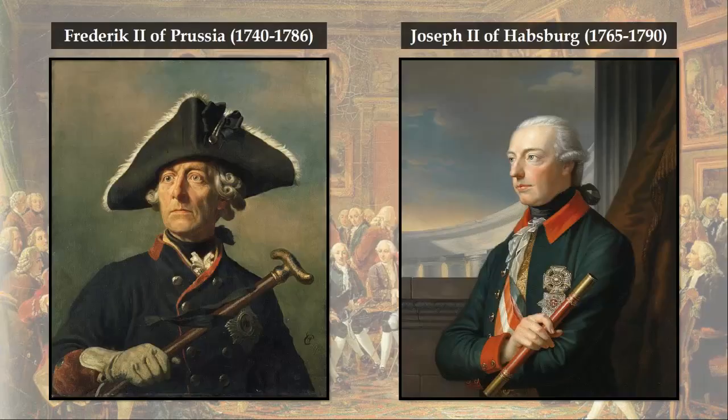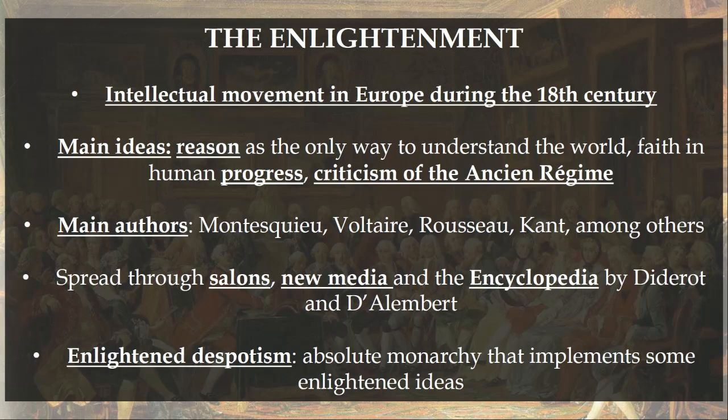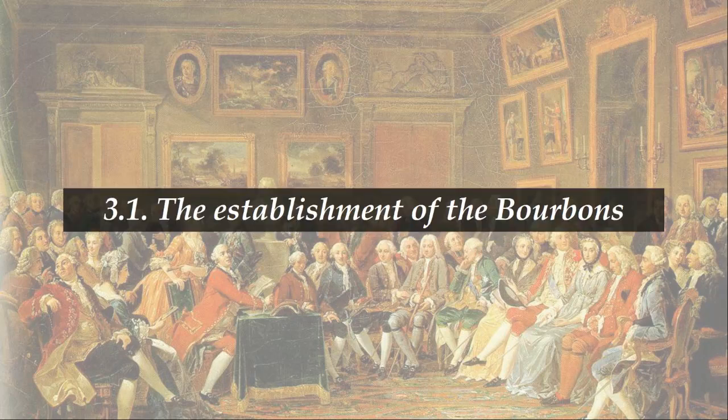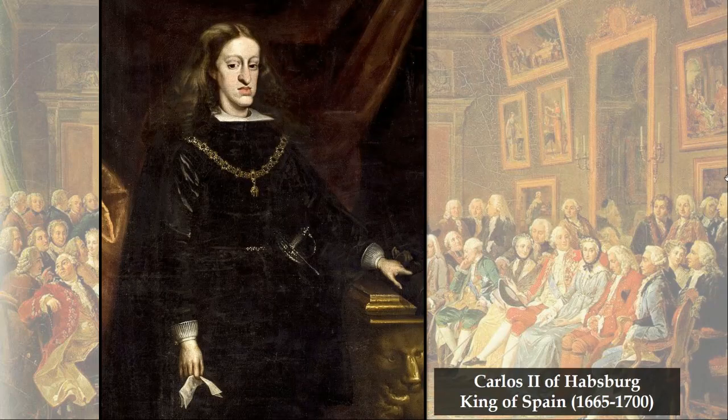What kind of these enlightened ideas can we say? For example, rationalism of administration, education reforms, development of agriculture, industry, freedom of trade, whatever. So again, here you have the summary, and let's go to the 18th century in Spain. First, the century is going to open up with the establishment of a new dynasty in the Spanish crown, the French dynasty of the Bourbons. Why? Because the last king of the Habsburg dynasty, Carlos II, died in the year 1700 with no heirs, with no sons.